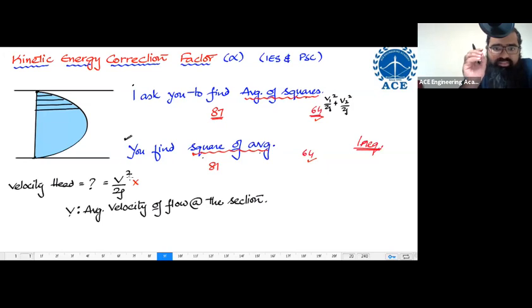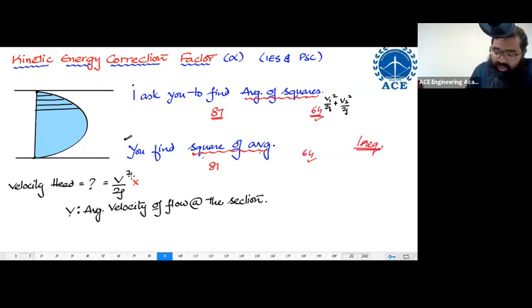The logic is, whenever we have a non-uniform velocity profile, the velocity head we take corresponds to the average velocity of the flow. And when it corresponds to the average velocity of the flow, we have made a mistake there. We were actually supposed to find the average of all the velocity heads. But what have we done? We have taken the velocity head of the average velocity. The mistake happened here.